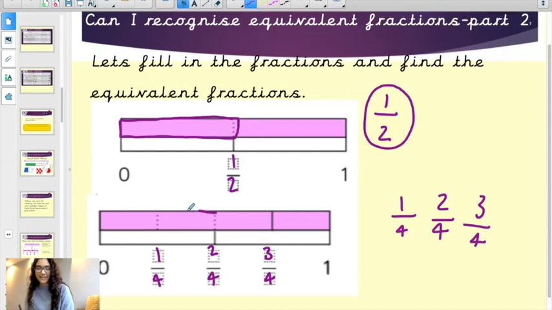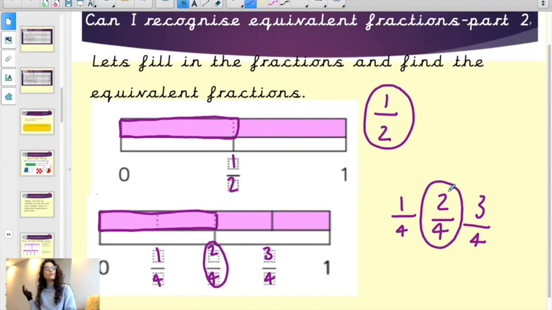Yes, because you can see if I was to highlight 2/4 here, which is 2 out of 4, which is this one here, you can see that they are actually the same size. So that is what makes them equivalent. Equivalent is another word for equal. So let's just circle which one is equivalent to a half. It would be 2/4, or 2 out of 4.